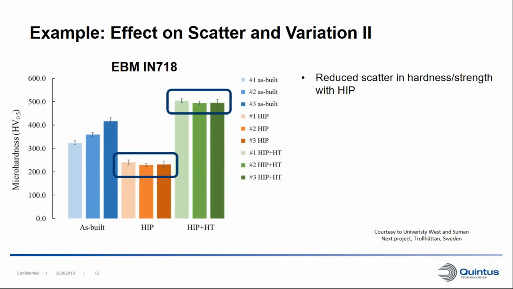Another example when it comes to reducing scatter for AM material, this is for an EBM printed Inconel 718, and here we're looking at the hardness of the material. So we can see that there is quite a big scatter here in the hardness in the as-built condition, and this is, in this case, between different samples from the same build. And then we can see that by doing HIP or combined HIP and heat treatment of this material, we can reduce this scatter to a very, very small, narrow scatter band.